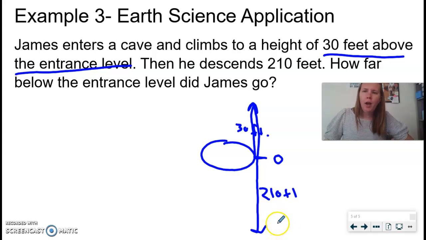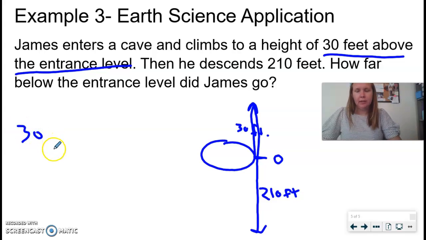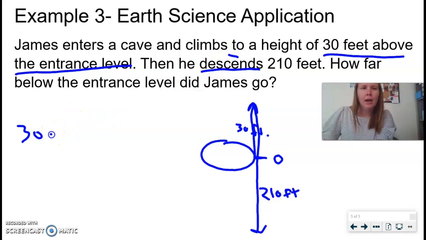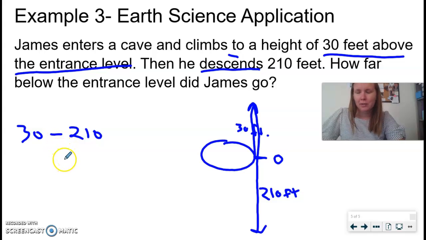So to solve this problem, I need to understand that I went up to 30 feet, and then I'm going down 210 feet. I started at 0 technically, went up to 30, so 30 can be my first point. Then I went down, or descended, which shows me a negative, or I'm subtracting 210 feet. I'm not going to leave it like this because off the top of my head, I don't know what 30 minus 210 is.